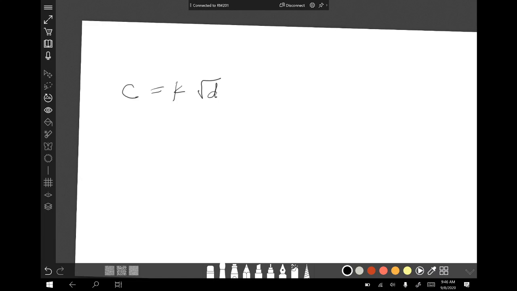C is on the left, and it varies directly with not d, but now they're saying the square root of d. What that means is that the ratio of c to the square root of d will be a common constant, a constant k. So just like before where I had y is equal to kx, here's a little different. C varies directly with the square root of d. So this is how I'd set it up. Okay? You guys okay with that?